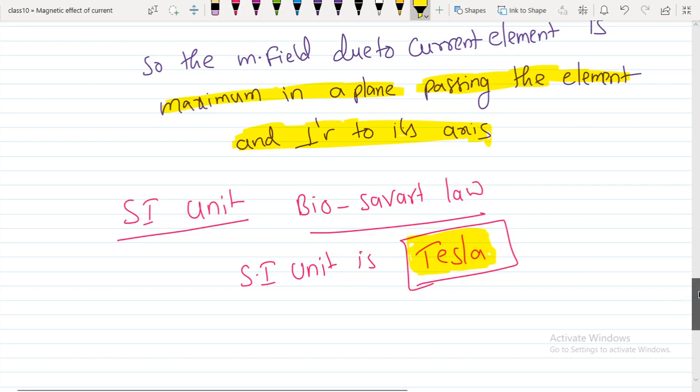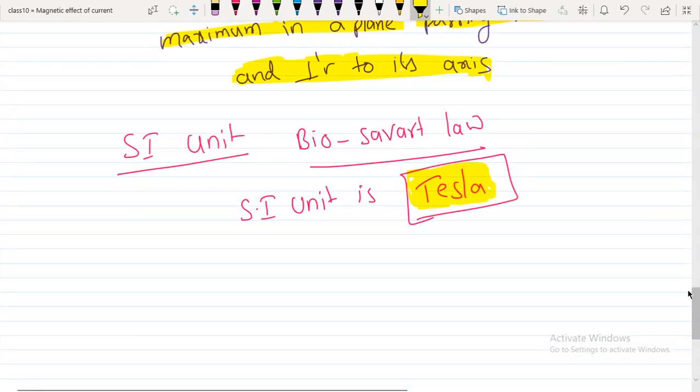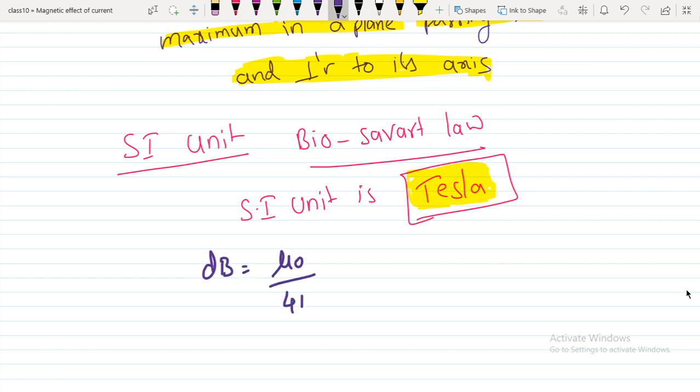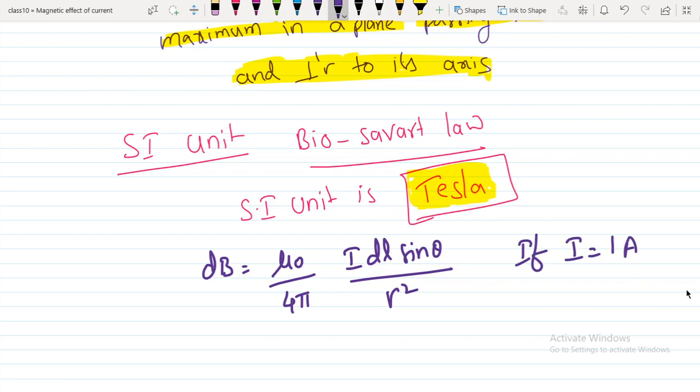So dB equals mu naught by 4 pi times I dl sin theta by r square. Now in this case, if the current I equals 1 ampere, the elemental length dl equals 1 meter, and the position vector distance is also 1 meter, then theta is maximum, 90 degrees.